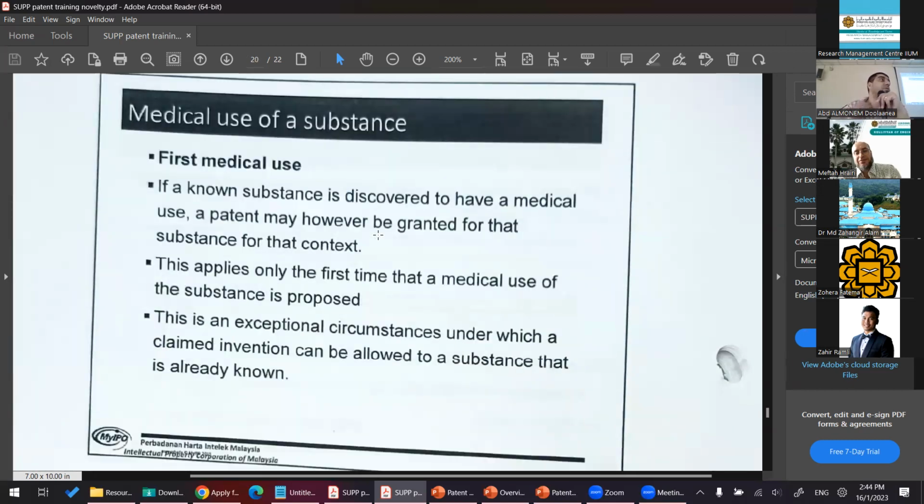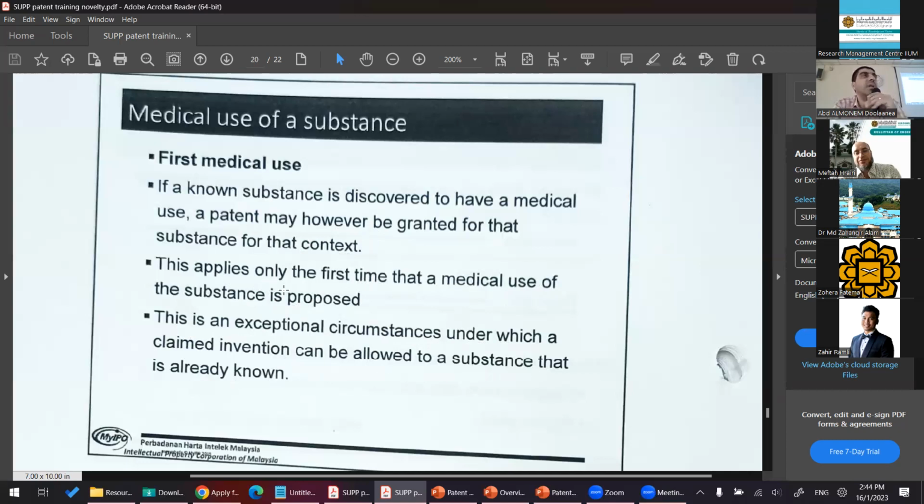Okay, this is also very important for pharmaceutical and medical applications. Medical use of substance. First medical use. If a known substance is discovered to have a medical use, a patent may be granted for that substance for that context. So only for the first medical use. This applies only the first time that the medical use of the substance is proposed. This is an exceptional circumstance under which a claimed invention can be allowed for a substance that is already known.